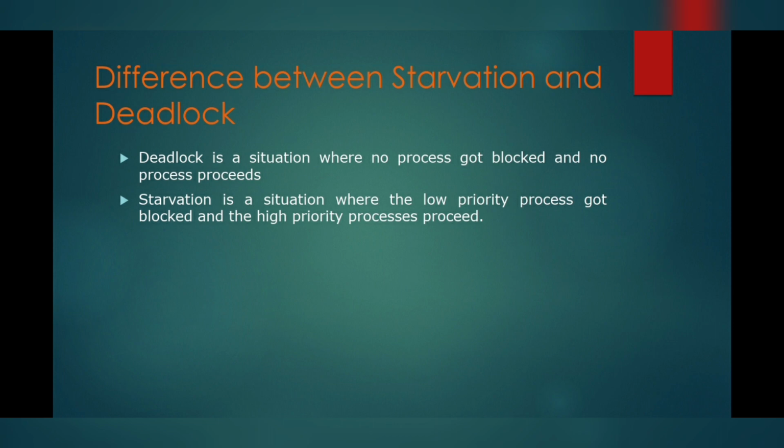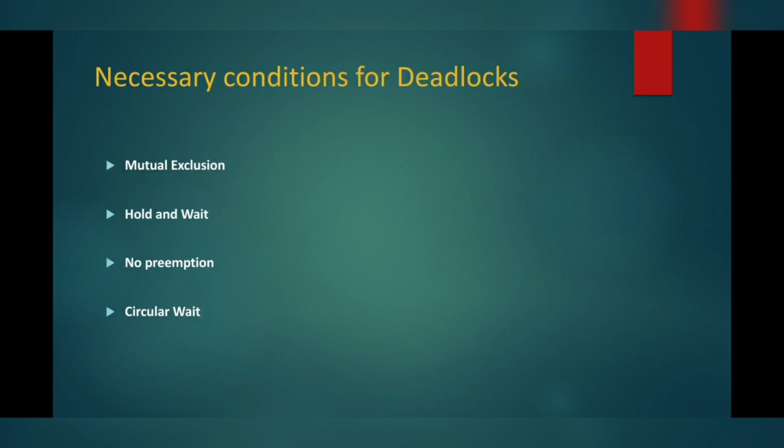Okay, what are the necessary conditions for deadlocks? Necessary conditions for deadlocks are mutual exclusion, hold and wait, no preemption, circular wait. What is mutual exclusion? A resource can only be shared in a mutually exclusive manner. It implies that two processes cannot use the same resource at the same time.